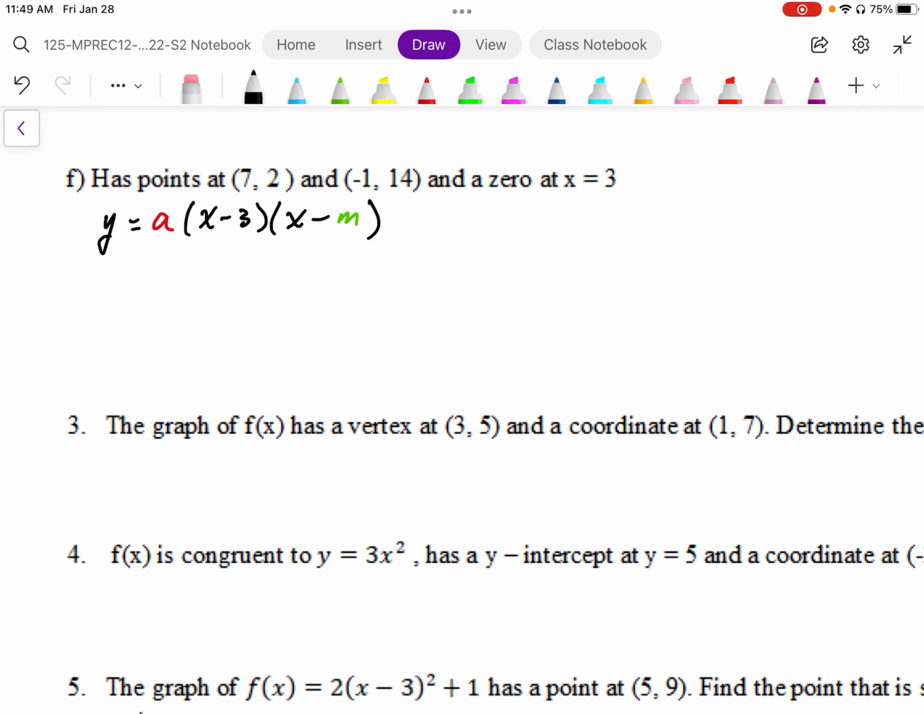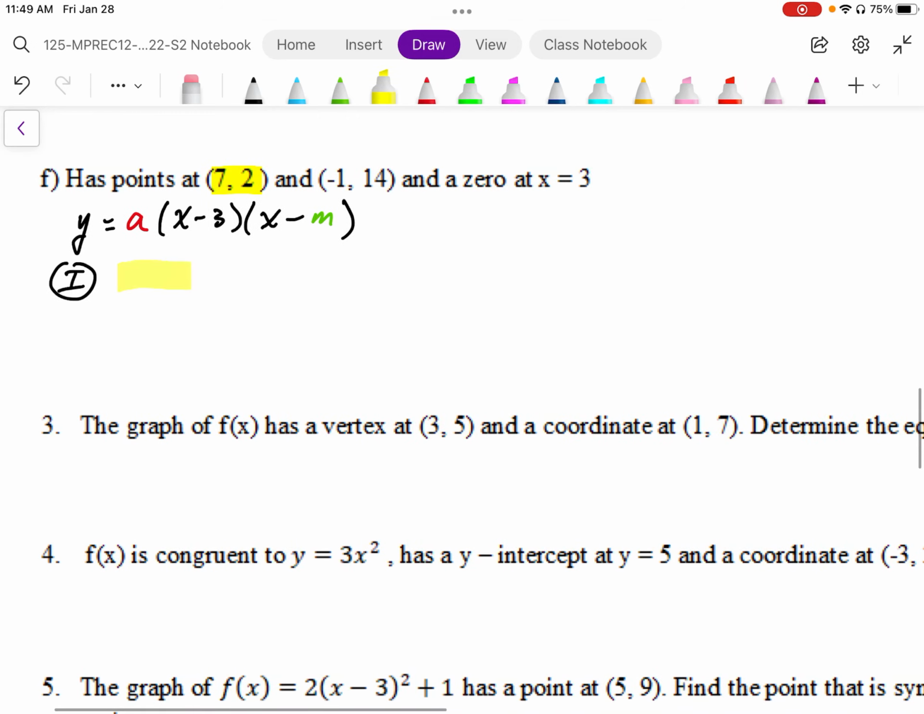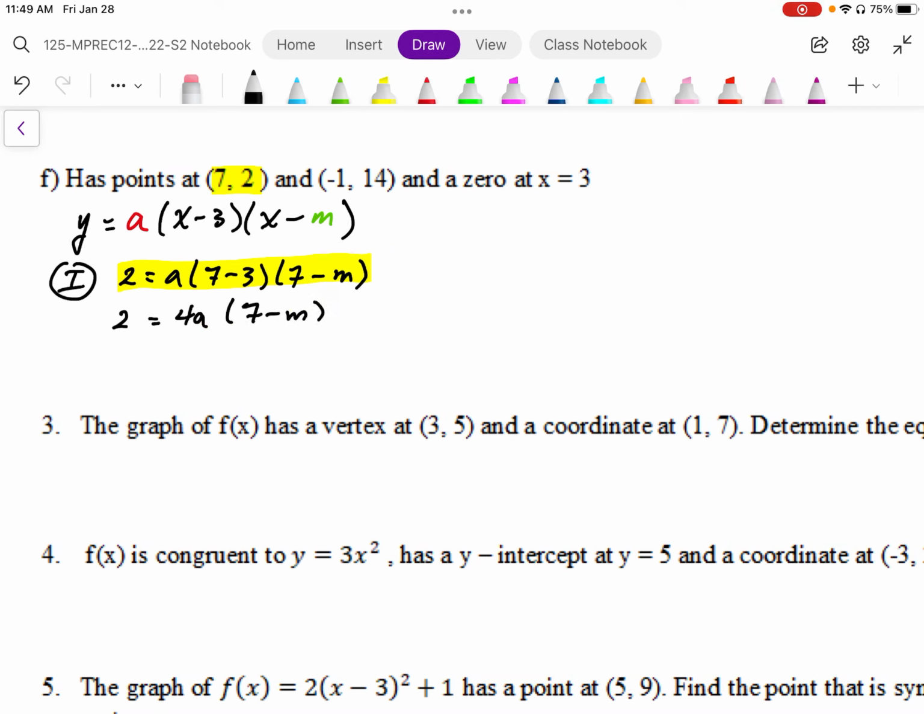So what ends up happening is I have two unknowns, which means that I need to come up with a system of equations. So one equation that I'm going to come up with is going to use the coordinate (7, 2). So I'm going to plug in y equals 2, x equals 7. That gives me this equation. I'm going to simplify this. So I end up with 4a times (7 minus m).